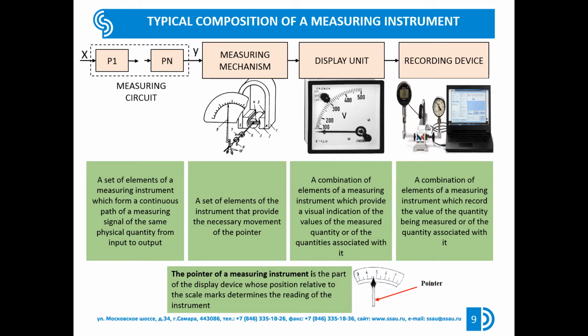The display unit of a measuring instrument is a combination of elements of a measuring instrument which provide a visual indication of the values of the measured quantity or of the quantities associated with it. The pointer of a measuring instrument is the part of the display device whose position relative to the scale marks determines the reading of the instrument. For example, an aneroid barometer has a moving pointer. A mercury thermometer has a liquid column surface. The recording device of a measuring instrument is a combination of the elements of a measuring instrument which record the value of the quantity being measured or of the quantity associated with it.